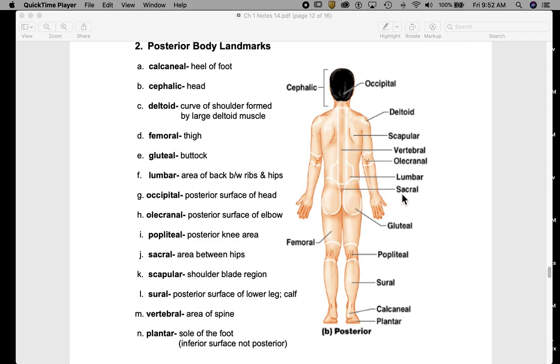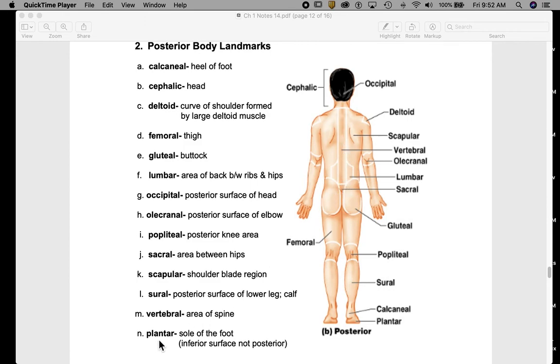Sacral is in between the two gluteal, right here. It's medial. It's called sacral. There's a bone beneath that called the sacrum. So this is sacral. Scapular, that's this region here where the scapula is. Sural is the calf, posterior lower leg. Vertebral is the spine, posterior spine.